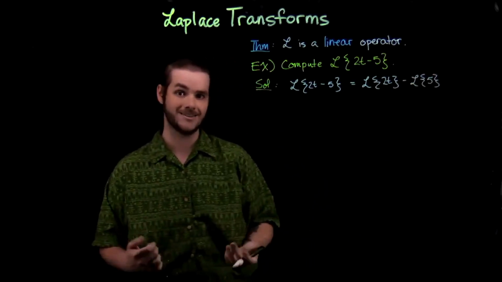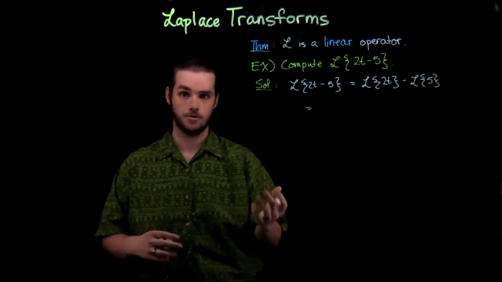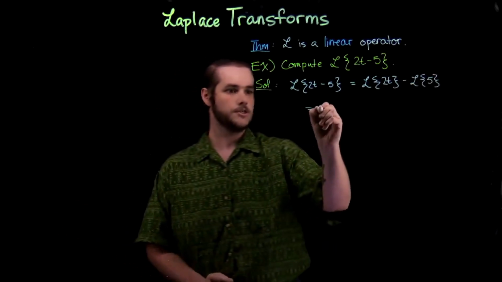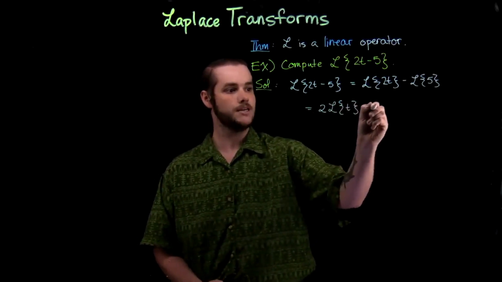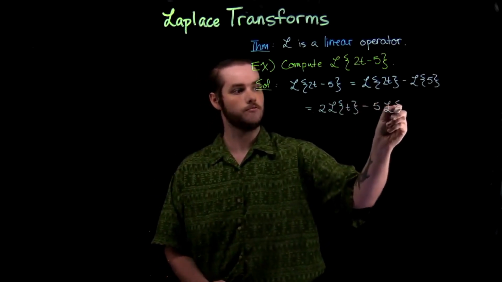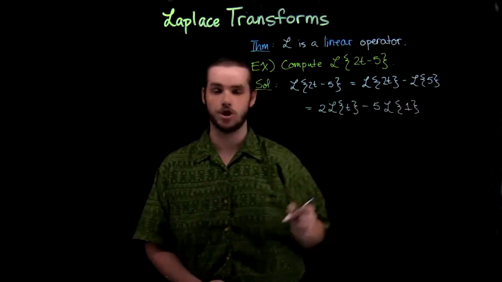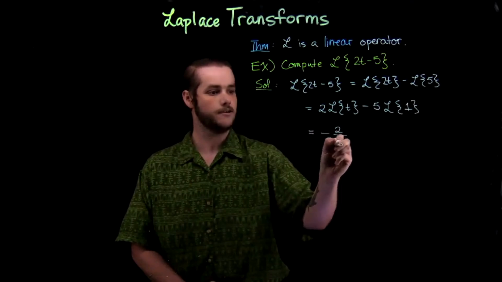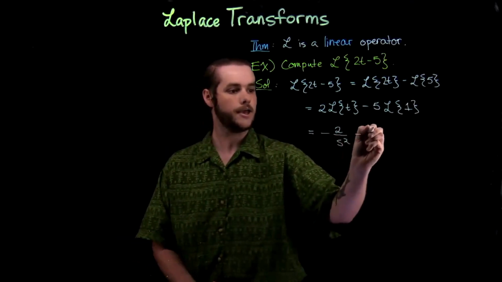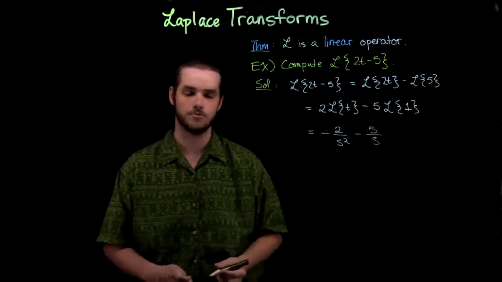I can also pull constants out of integrals, right, and out of linear operators. So this is equal to 2 Laplace transform of t minus 5 Laplace transform of 1. And we actually just saw what both of those transforms are. It's negative 1 over s squared and 1 over s, respectively.